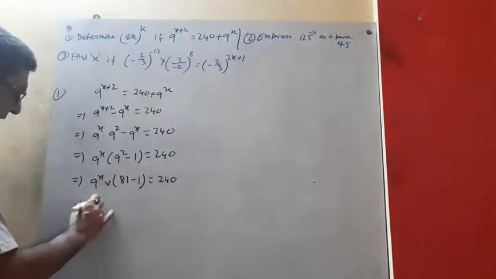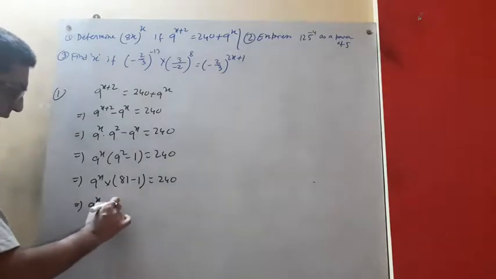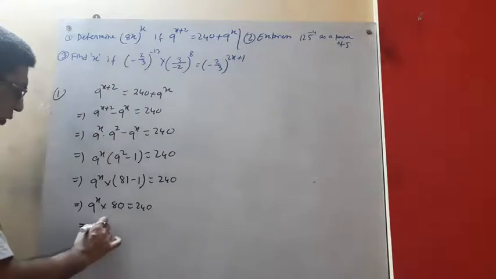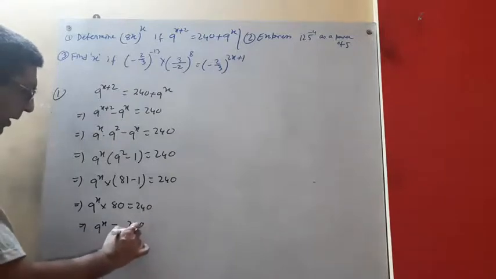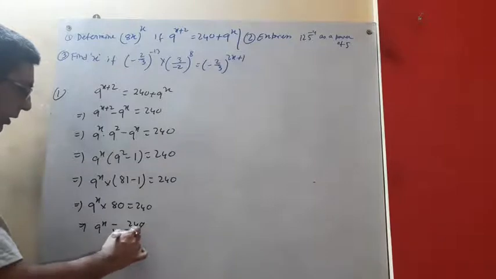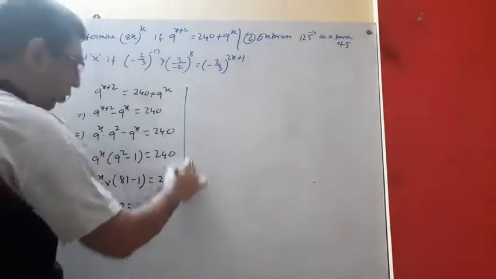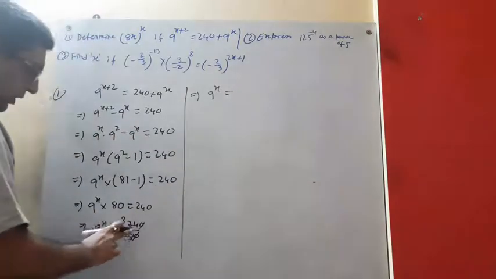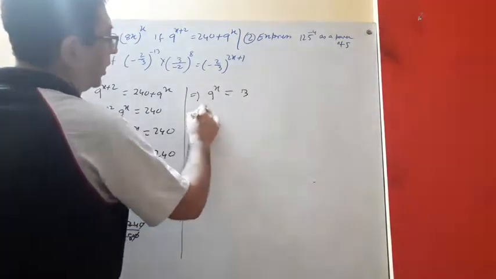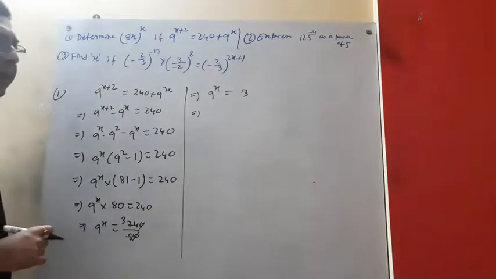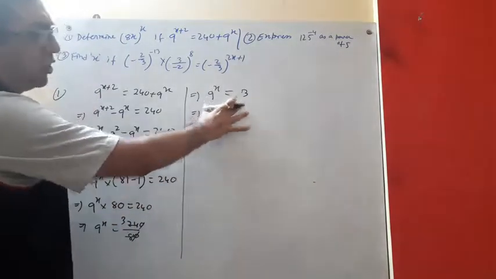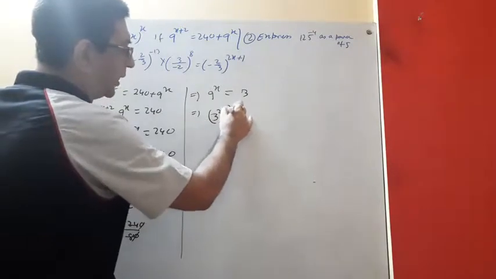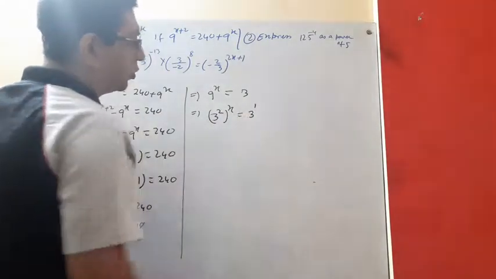That means 9 to the power x into 81 minus 1, which is 80, equal to 240. So 9 to the power x equal to 240 by 80, right? So 9 to the power x equal to 3. Now from this we have to find x. Look, bases are not equal here, but 9 can be written as 3 square, whole to the power x equal to 3. This is 3 to the power 1.